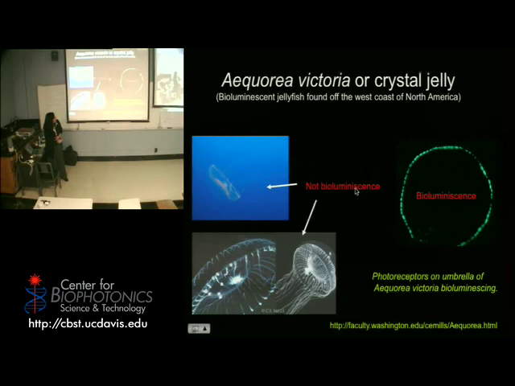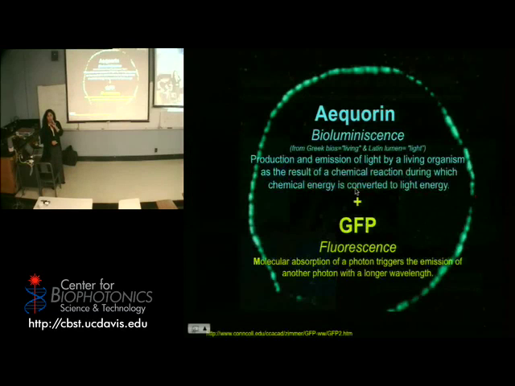Basically, in the border here, you have photoreceptors, and there are two processes happening here that produce the light that you see. You get to see green light, but there are two chemical processes happening, and you need two proteins for that to happen. The first one is bioluminescence. That is the production and emission of light by a living organism as the result of a chemical reaction during which chemical energy is converted to light energy. So it's chemical energy to light energy. This happens through this protein that is called aequorin. And this process is bioluminescence.